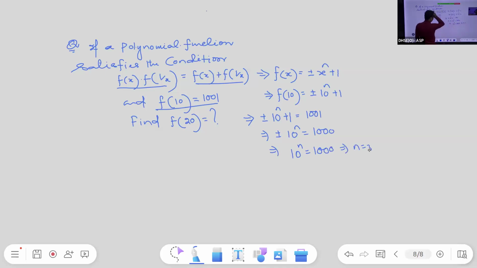Thus f of x is equal to x cube plus 1. This implies f of 20 is equal to 20 cube plus 1, which is equal to 8001. 8001 is the right answer. So guys, could you note it down? Hope it is clear.